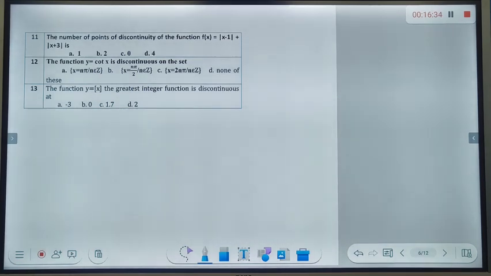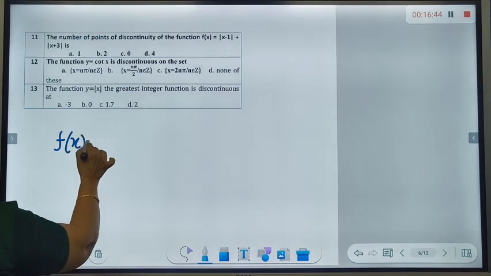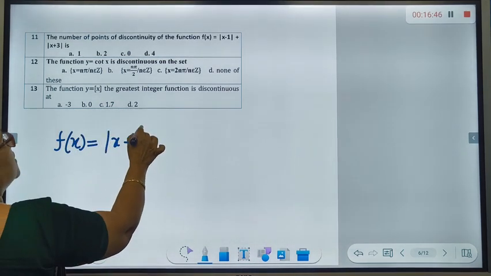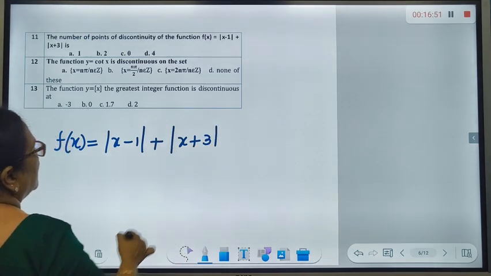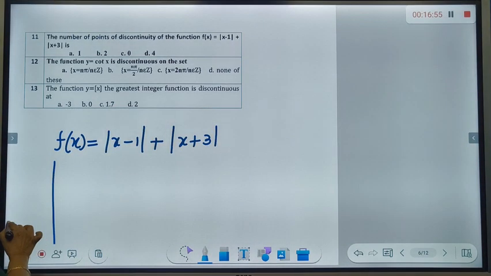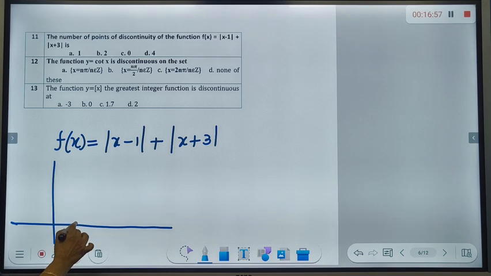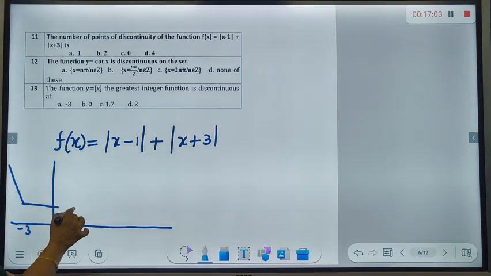What about the number of points of discontinuity of the function f of x equal to modulus of x minus 1 plus modulus of x plus 3? Now we have f of x equal to modulus of x minus 1 plus modulus of x plus 3. If you have a sum of two modulus functions, you all know the graph will be a trough, with x equal to 1 and x equal to minus 3. So how will the graph be? It will be something like this.